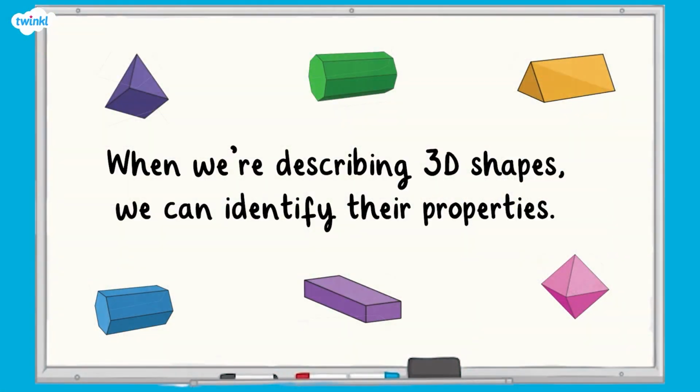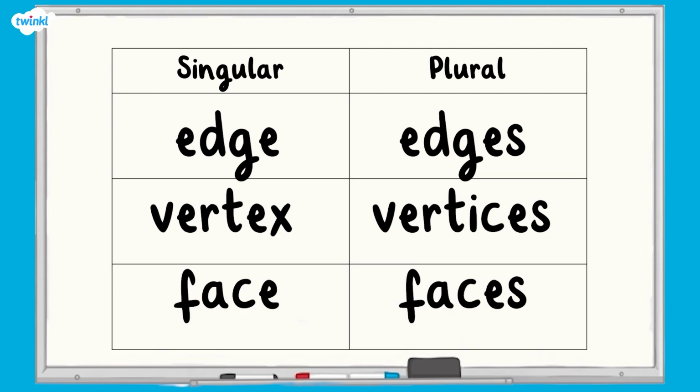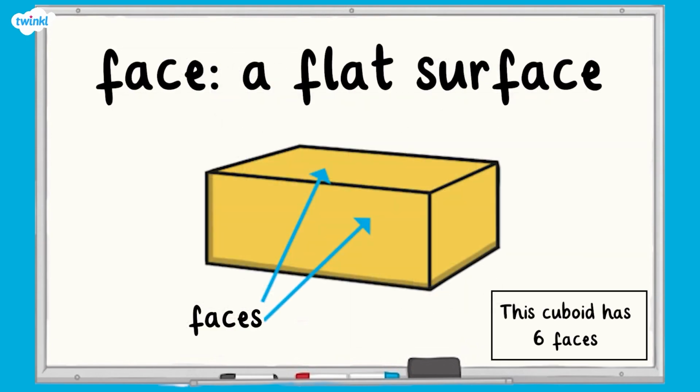Now that we've recognised and named the shapes, let's have a look at how we can describe them. When we're describing 3D shapes, we can identify their properties. We can say how many edges, how many vertices, and how many faces a shape has, and what 2D shape the faces are. Vertex is the singular form and vertices is the plural form, so you may see both forms being used. A face is one of the 2D plane surfaces of a 3D shape. Faces are flat. This cuboid has 6 rectangular faces.